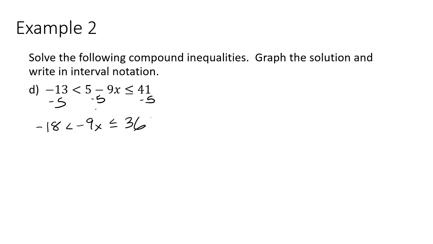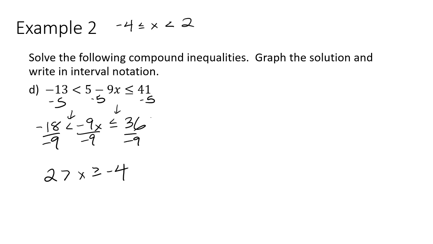And now I've got to get rid of that coefficient of negative 9. So I'm going to divide all three parts by negative 9, which would give me a positive 2, an x, and a negative 4. But because I divided by a negative number, the direction of both symbols flip. So we get 2 is greater than x, which is greater than or equal to negative 4. Or if you want to read that backwards, it would be the same as saying negative 4 is less than or equal to x, which is less than 2.